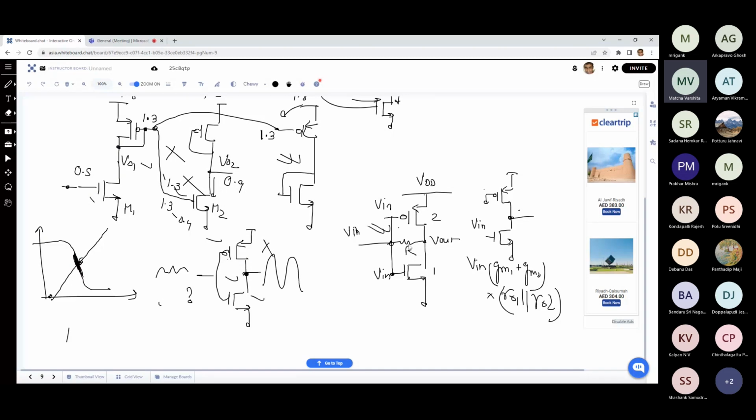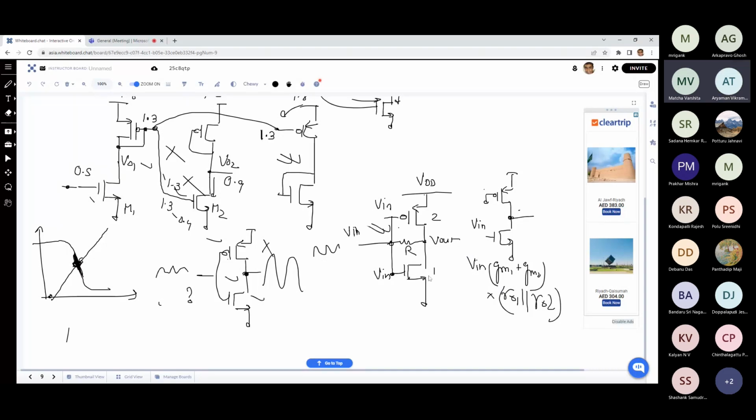The moment you do this with a large R, you are forcing the DC at the input and output to be the same. And if that is the same, V out equals V in at DC, which means you are automatically bringing it to the high gain point. After that, you can apply a small signal and get a good gain. Is that clear?